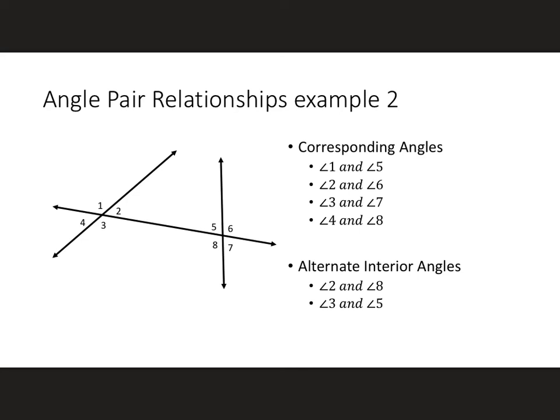There's also alternate interior angles. Angles 2 and 8 are on different sides of the transversal. One's on the top, one's on the bottom. And they're interior of these two lines. So that makes them alternate interior angles. The other alternate interior angles are 3 and 5.